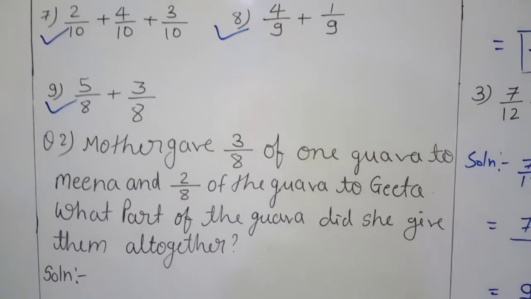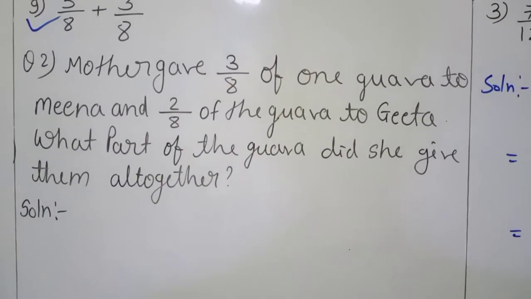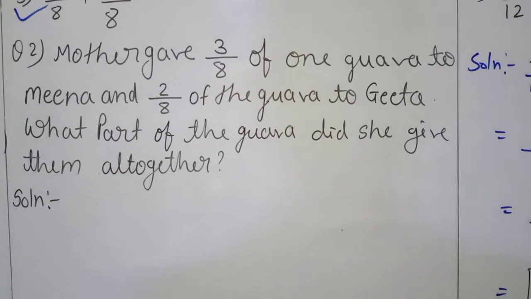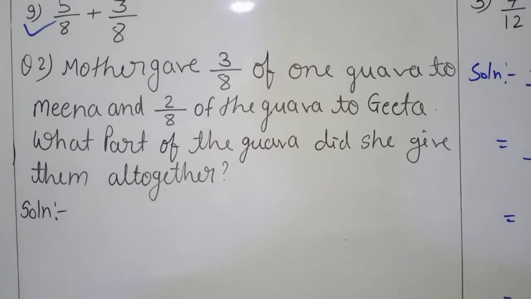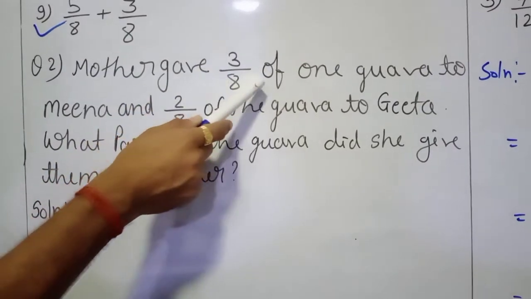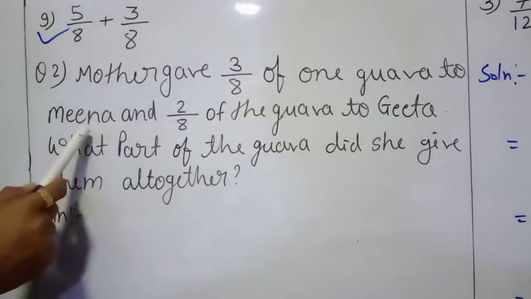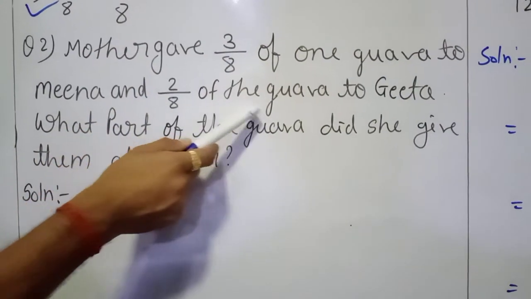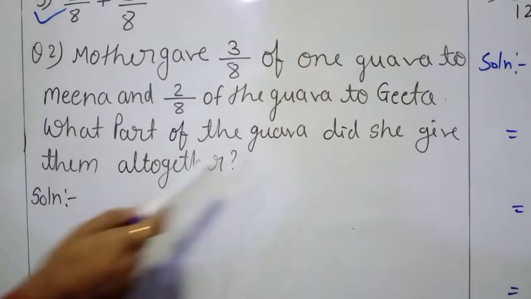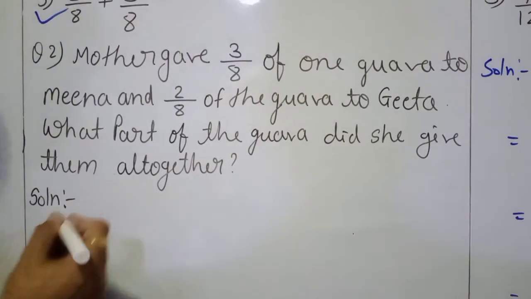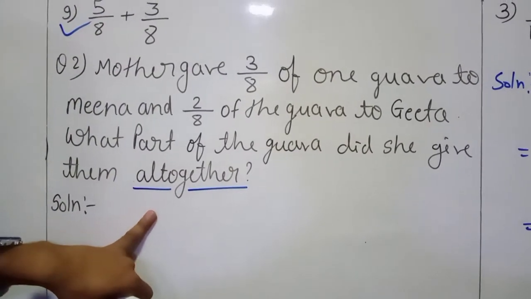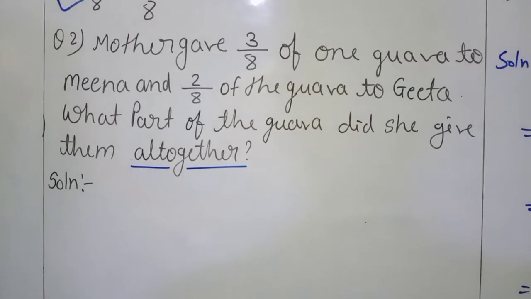Whenever we have a word problem, as I told you all, just read the sum carefully and try to understand the concept given in that sum. See, mother gave 3 upon 8 of 1 guava to Meena and 2 upon 8 of the guava to Geeta. What part of the guava did she give them all together? We learned that if we have the words "all together", that means this is a sum of addition.